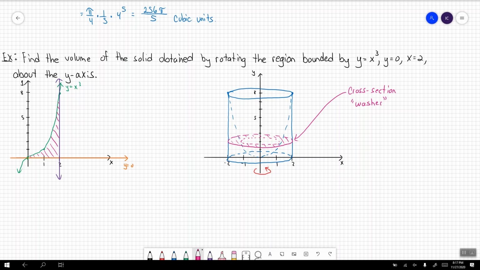So in order to find the area of this cross section, I am going to extract this washer. So extracting this washer, I'm going to give you a frontal view of this washer. The frontal view of this washer is just going to be a circle with that hole in the middle.